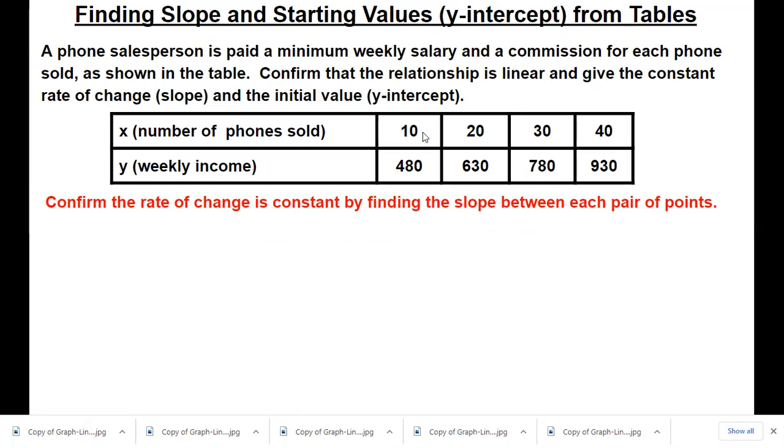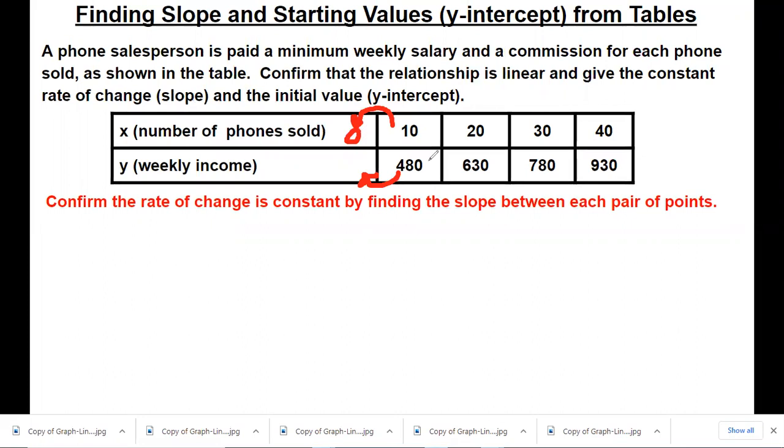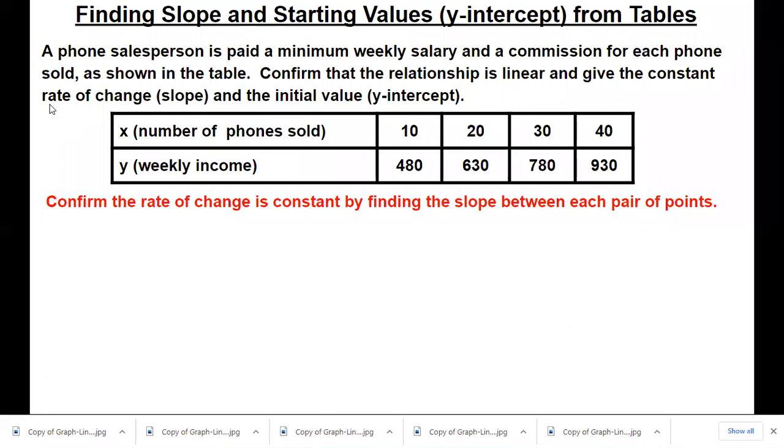So we don't have x equals 0 on our table, but we could get it, right? We could go backwards and think about it. This is going up by 10s. So if we did the next one backward, that would be 0. And what would this one be? You have to figure out how much these are going up by. But there's a better way. Confirm that the rate of change is constant by finding the slope between each pair of points. Okay?